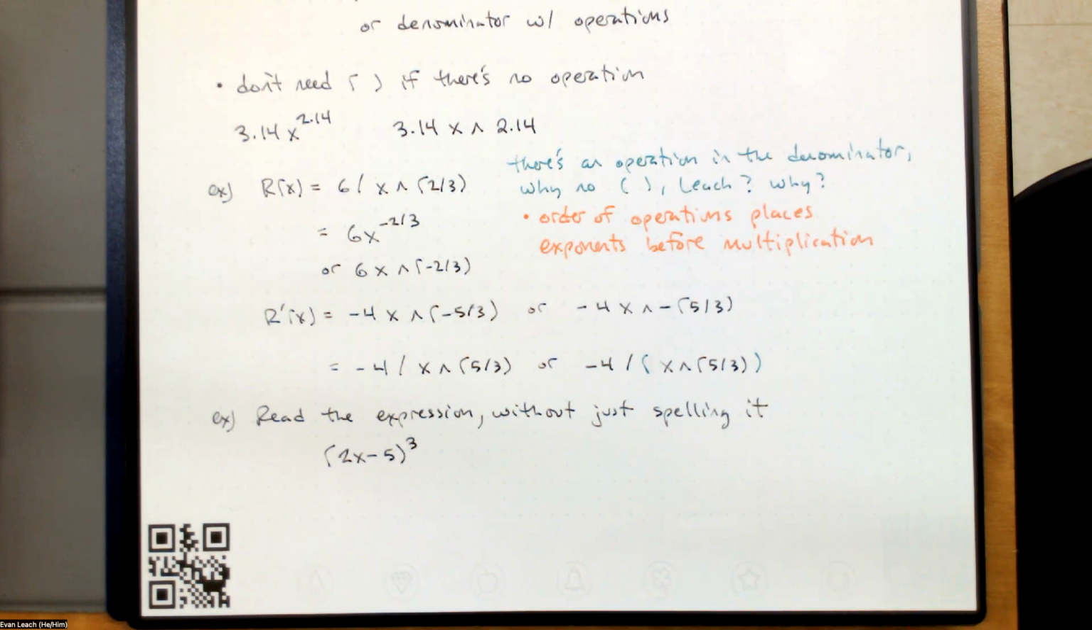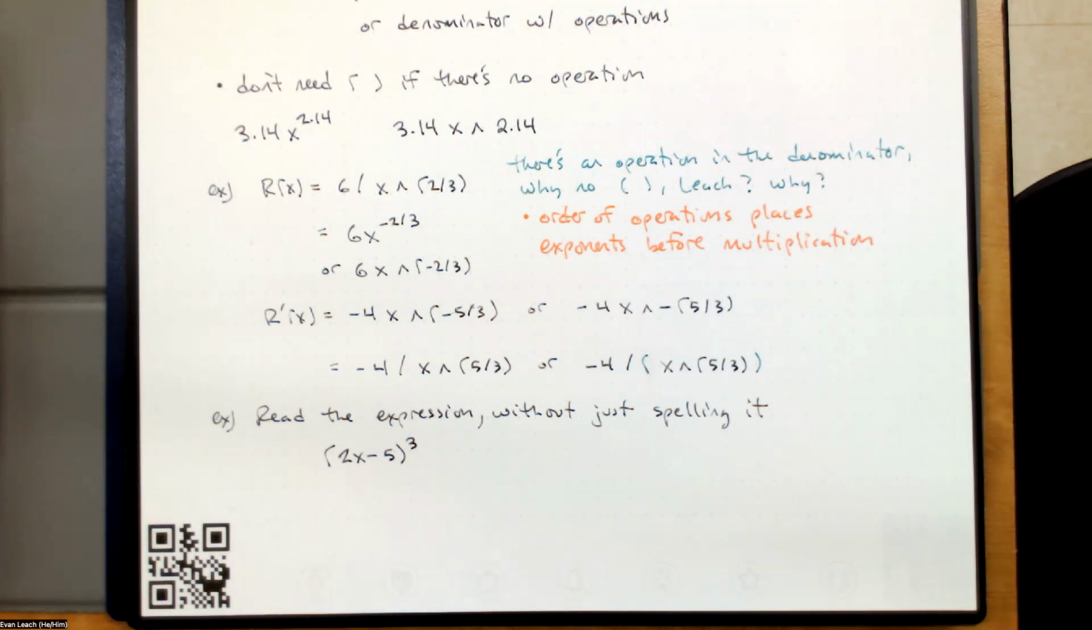Everybody have some words with this expression? How many of you were thinking "2x minus 5 cubed"? That's literally what it says, but what's missing when you say it that way? We're missing that grouping symbol, right?